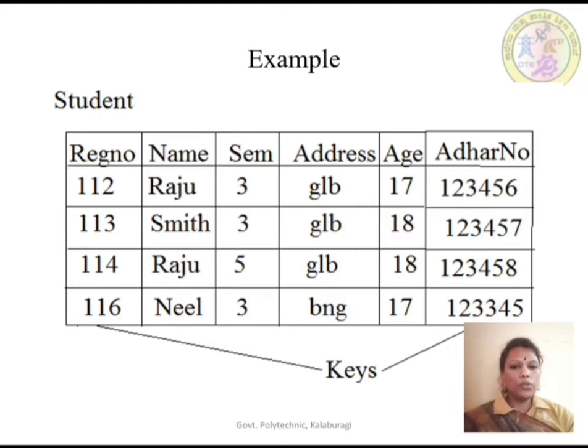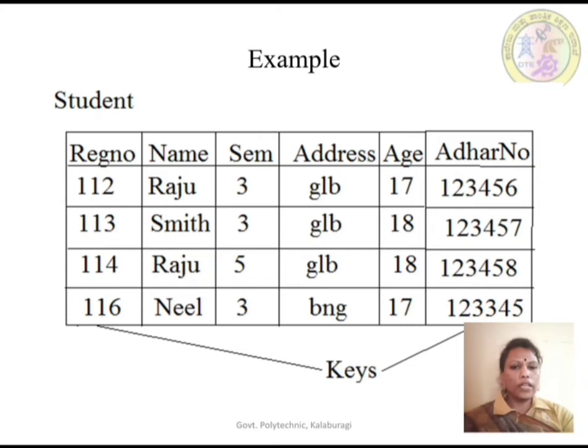Whereas using age, I cannot identify a particular student because age is repeated for the students. Two students are having the same age, 17, and two students are having 18 as the same age. So using the age attribute, I cannot identify the records. And using the address also, I cannot identify the records because three students are having the same address GLB, that is Gulbarga, right? So I cannot use address to identify any record. I cannot use age to identify any record.